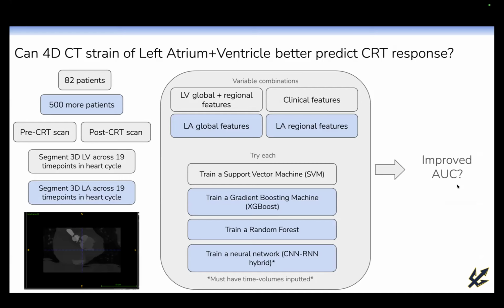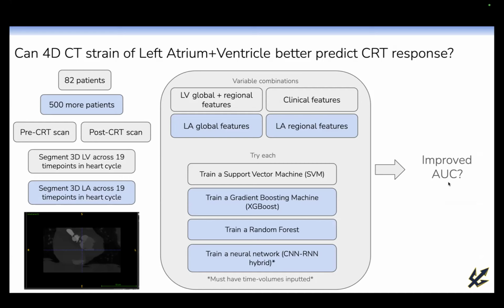Just to let y'all know, the 87% was when they combined left ventricle with the clinical. When they isolated just the clinical or isolated just the left ventricle, it was a little less. I think it was 77 and 82 respectively. So ultimately, we're going to try different combinations. And if we can get a value above 87, that meets the goal.